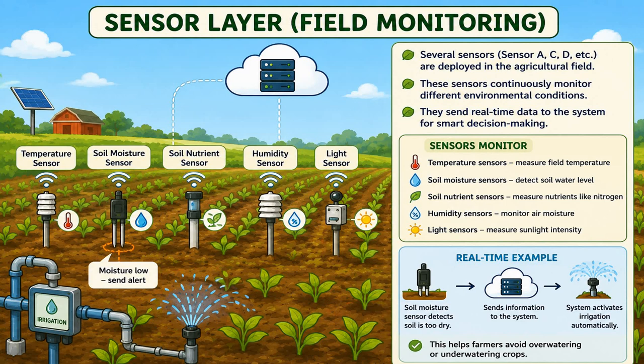So, this automation helps the farmer to save water, reduce labor, and ensure that crops receive the right amount of water at the right time. So, as a result, crop health improves, resources are used efficiently, and overall agricultural productivity will increase. Thus, the sensor layer forms the foundation of smart agriculture by providing accurate and real-time field information. So this is about the sensor layer.